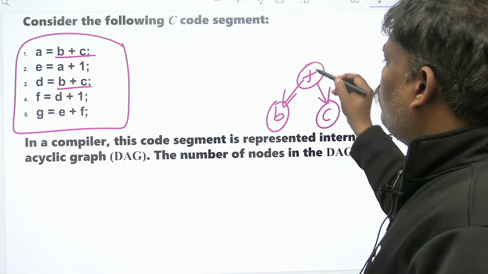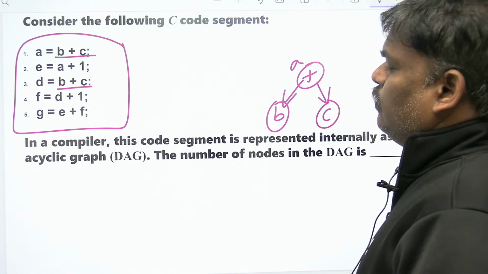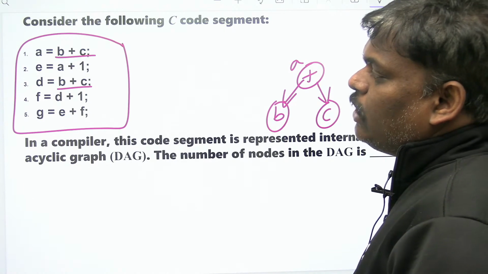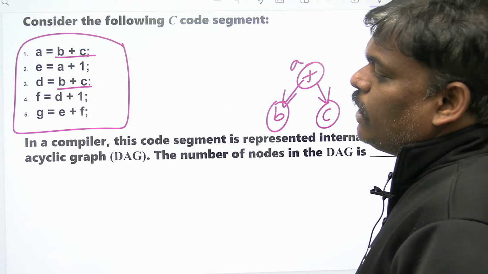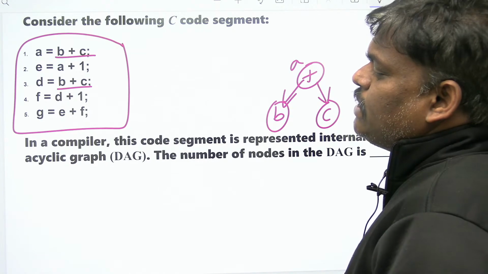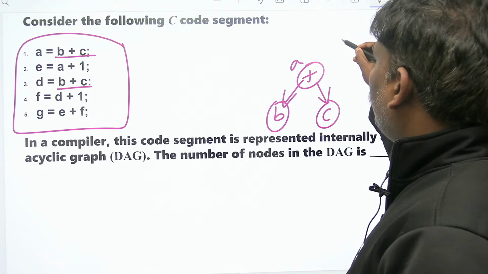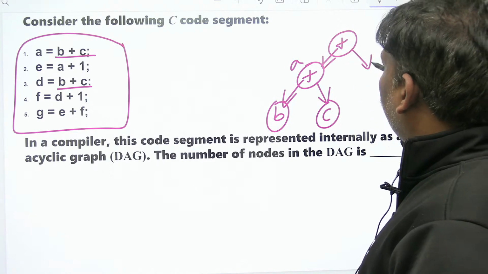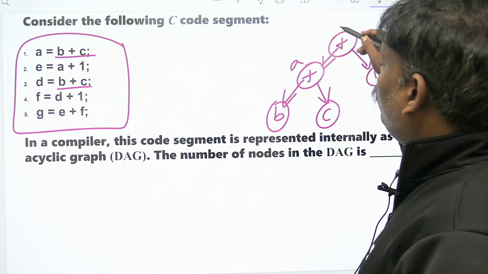B plus C common, which is A. It comes 2 times, so we can reuse it, that's okay. Next one, A plus 1, which is going to be E.